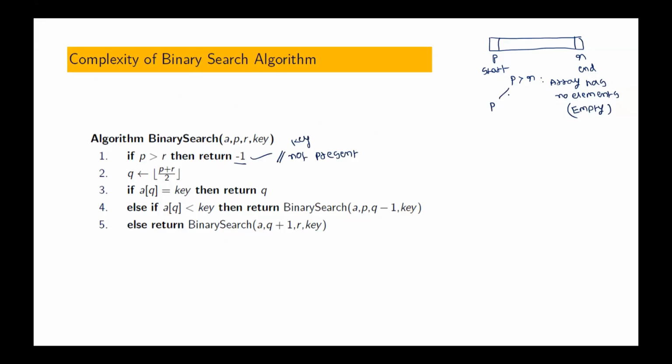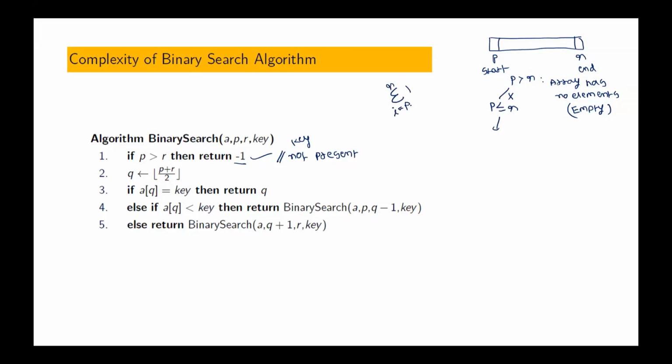Otherwise, this is false, which means P is less than or equal to R. If P is less than or equal to R, how many elements are there in the array? If elements are from P to R, in total how many elements are there? R minus P? No, that is not correct, brother. It is R minus P plus 1.